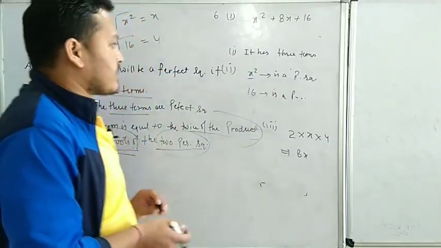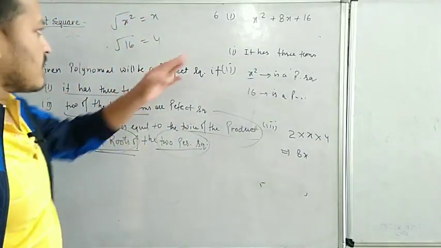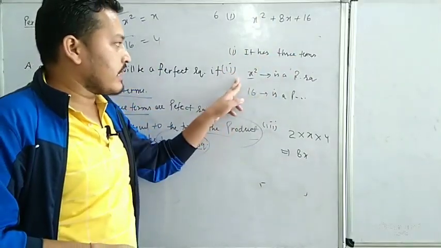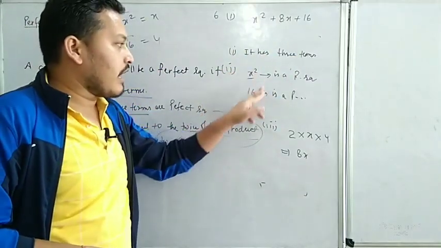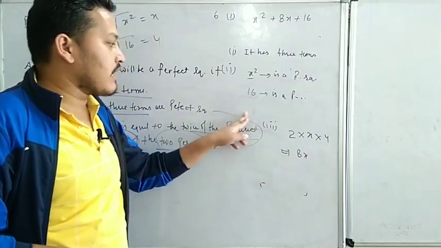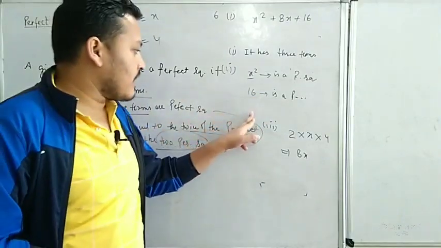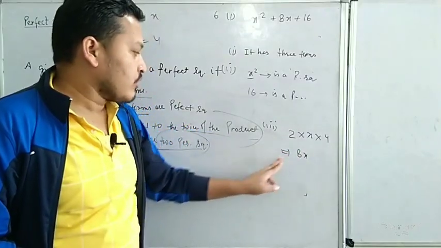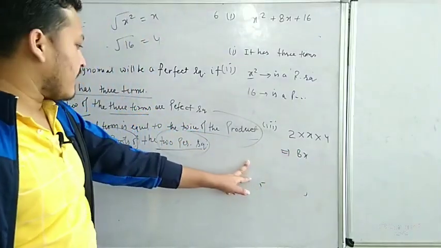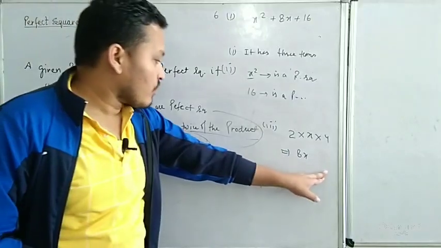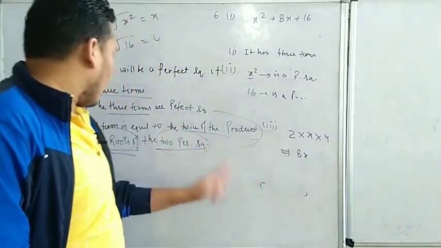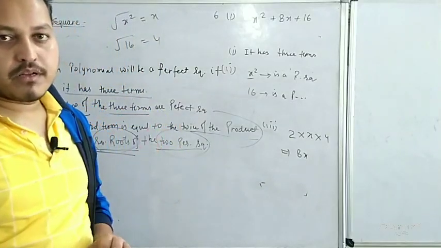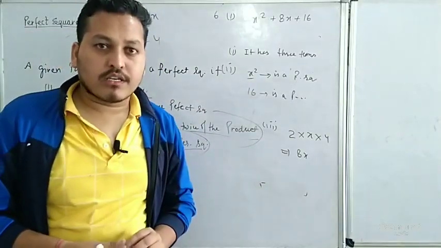Okay, so hope you understand. You can write this in this way. First it has 3 terms, second 2 of the 3 are perfect, and third condition, पहले इसको चेक करना, 2 into x into 4 it is 8x. तो write there the third term is equal to twice the product of the square root of the 2 perfect square numbers. Okay, तो hope you understood this concept.